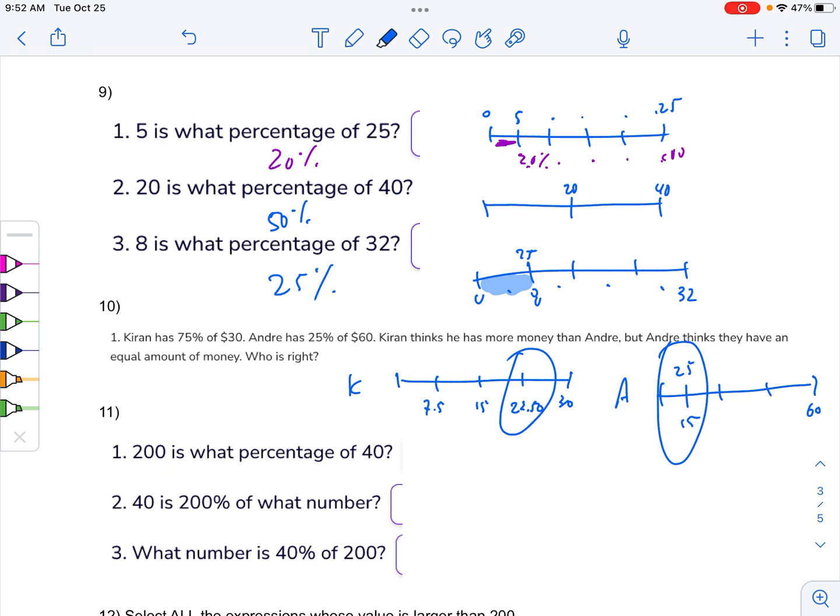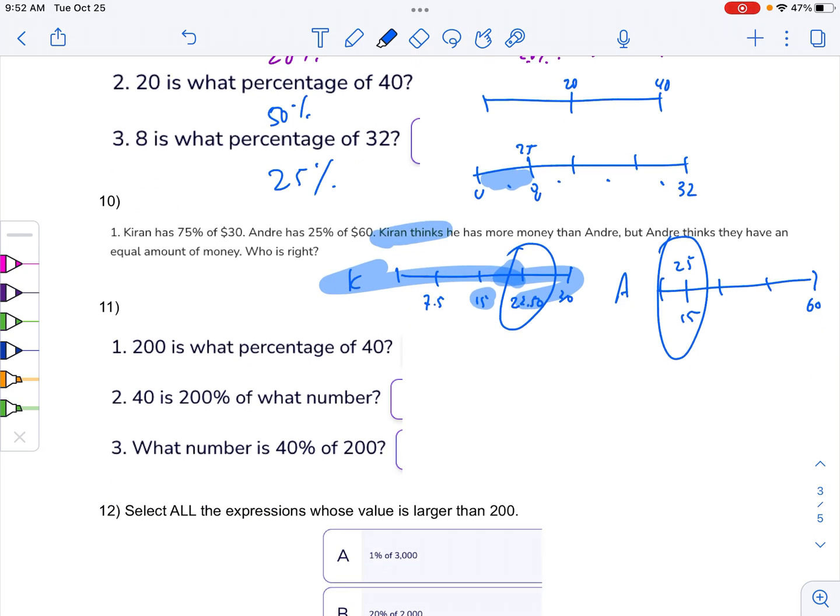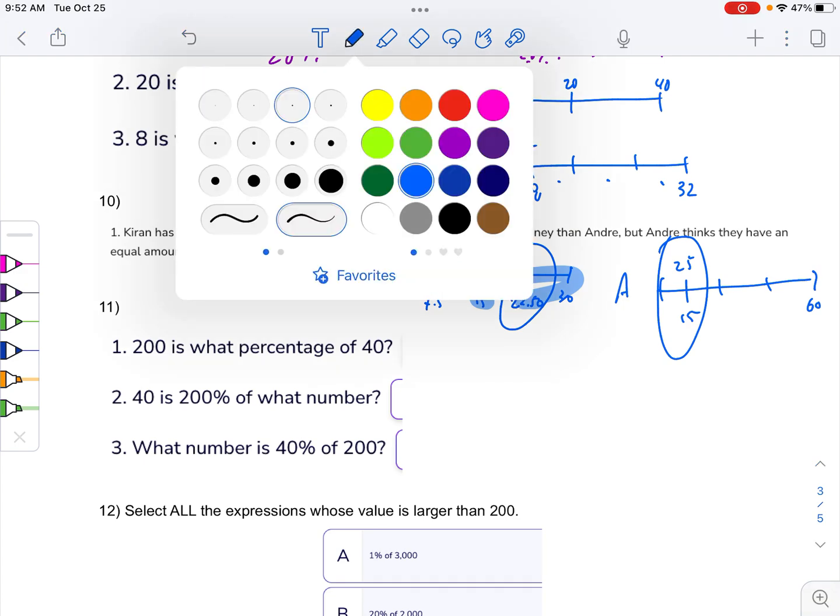All right, so who has more money? Oh, here it is. Let's make sure we answer the question, though. Kieran thinks he has more money, but Andre thinks he has it. Come on, who's right? Oh, Kieran's right. Kieran's so right. He has more money. Nice job, Kieran. All right, let's keep going.